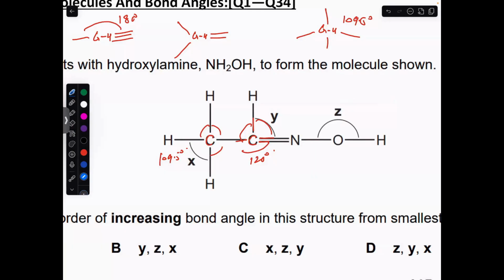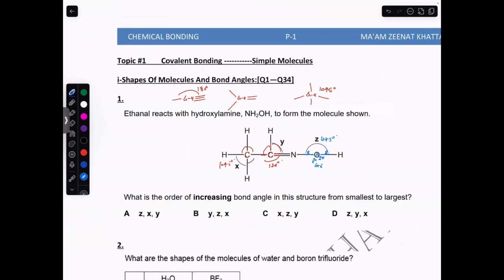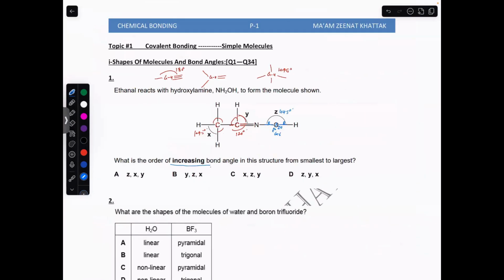Look, this is group 6. 1, 2, 3, 4, 5, 6. So A, B2, and this is E2. So 104.5. Increasing bond angle. So which one is the largest? Y is the largest, and then Z. No. And then X, and then Z. So the answer is A.